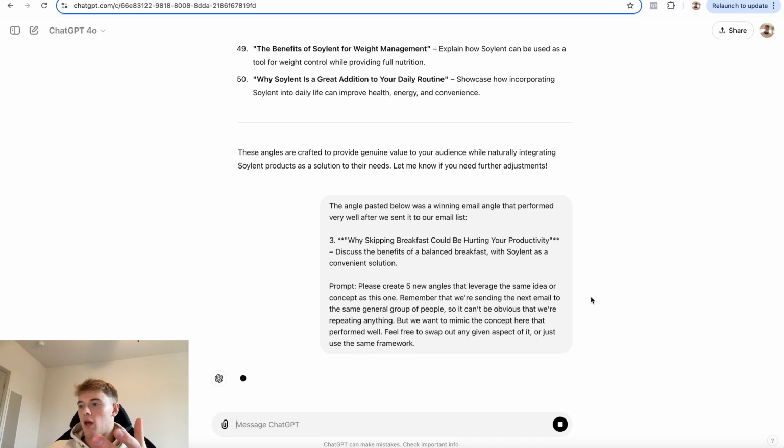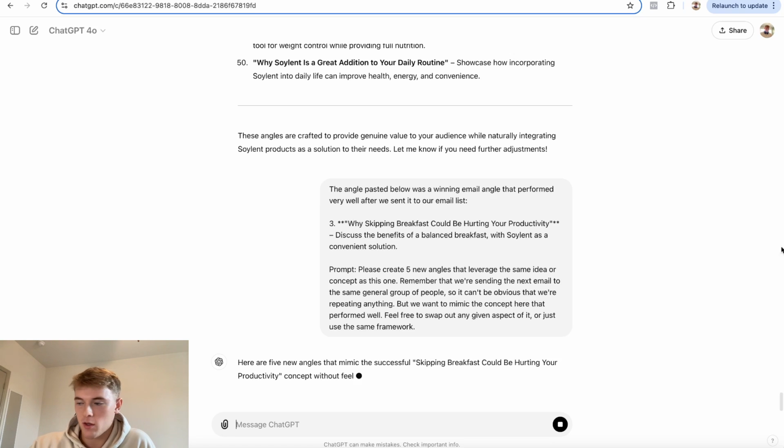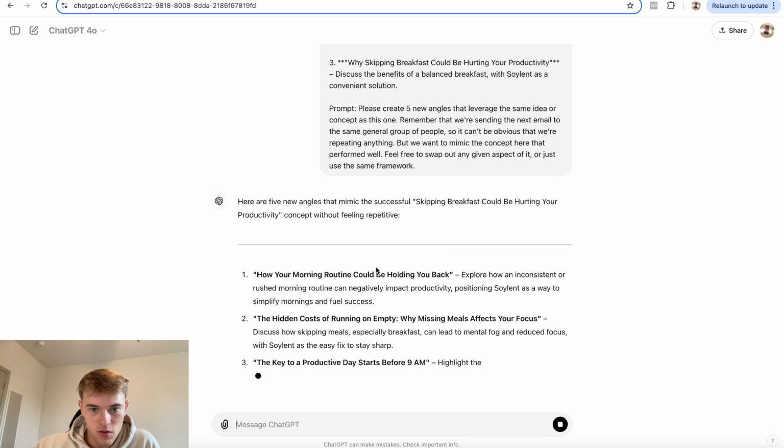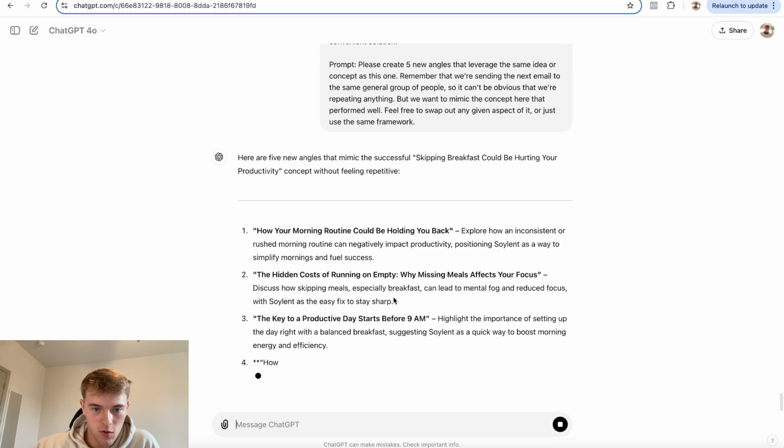Basically, all I'm trying to do with that prompt is explain to AI that this was a winning angle. We want 5 angles that kind of branch off of it. And it's about to give us the answer. So let's see what it says. Number 1, how your morning routine could be holding you back. The hidden costs of running on empty. That's not a bad one.